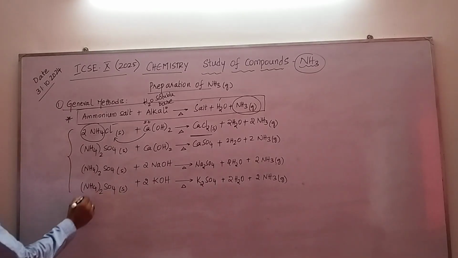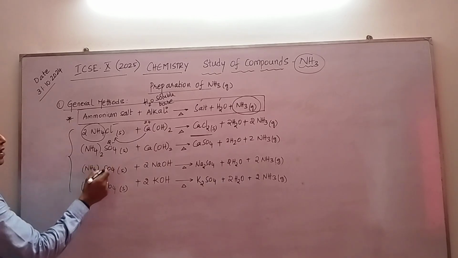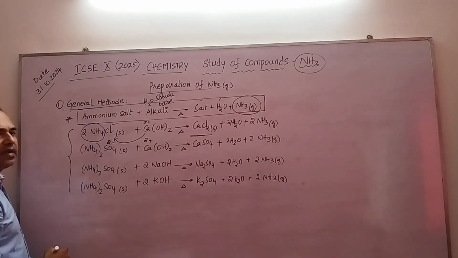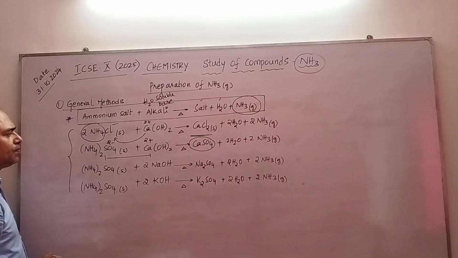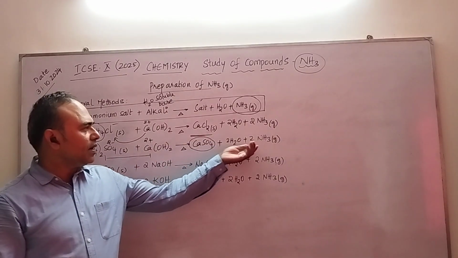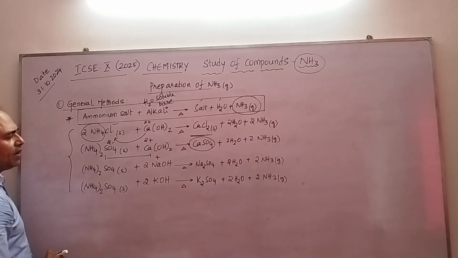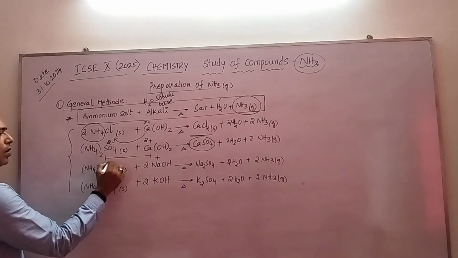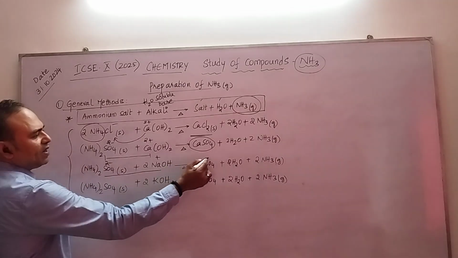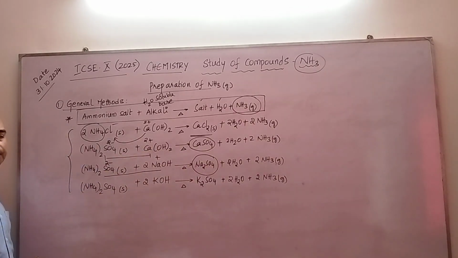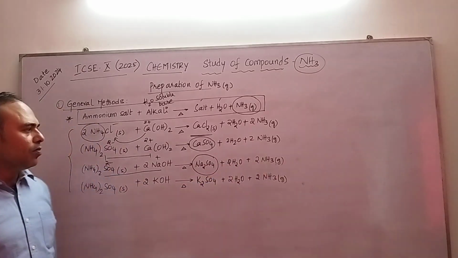Second example, if you take ammonium sulfate, sulfate is the anion here and calcium is the cation. So what is the salt you get? Calcium sulfate. Other products, water, and the required ammonia is liberated. Next, if you take sodium hydroxide as alkali, sulfate anion and sodium cation will give the salt sodium sulfate. Then apart from that, you get water along with the liberation of ammonia gas.